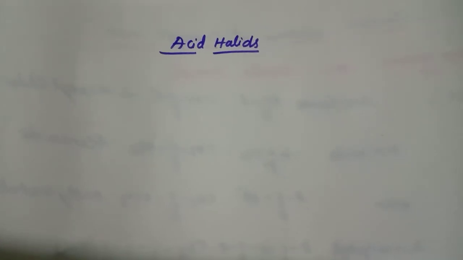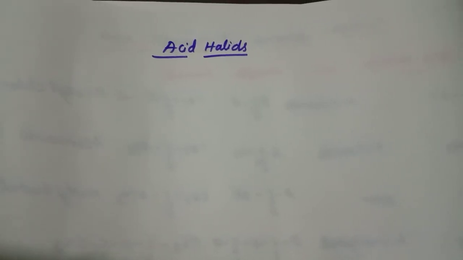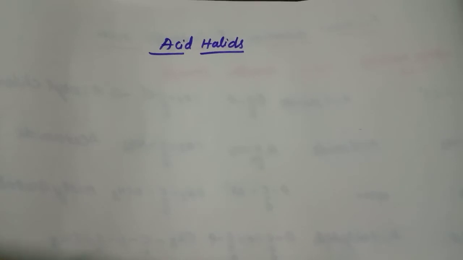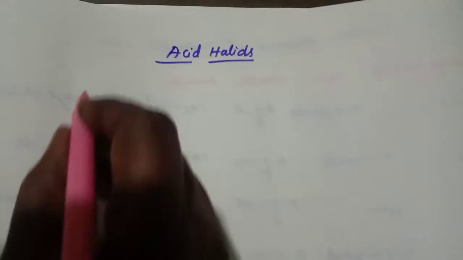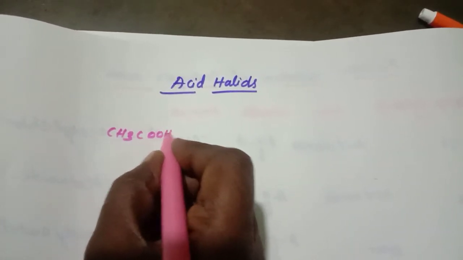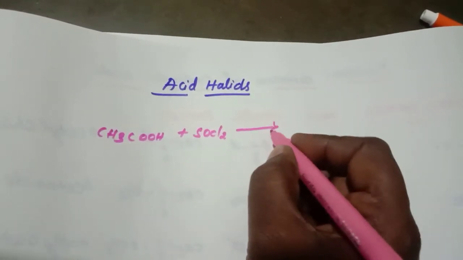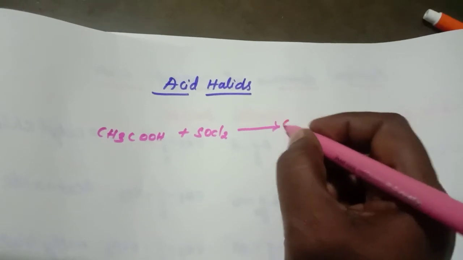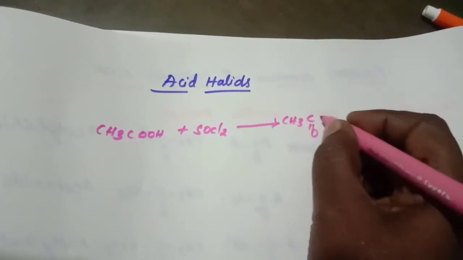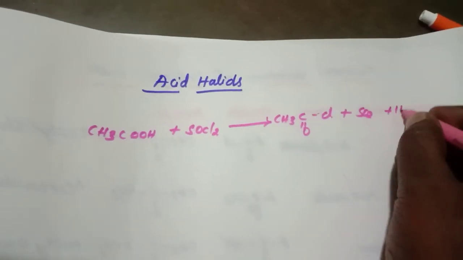First one is acid halides. Acid chlorides are prepared from carboxylic acid by treating with any of the chlorinating agents like SOCl2, PCl5 or PCl3. For example, when acetic acid, CH3COOH, is treated with SOCl2, it forms acetyl chloride, CH3C=O Cl, plus SO2 plus HCl.